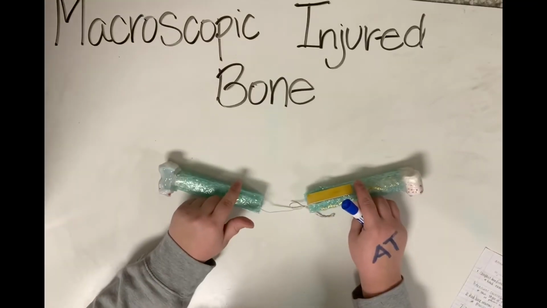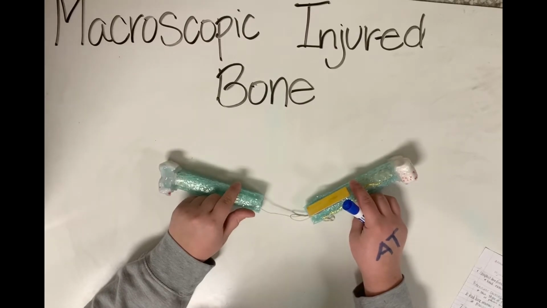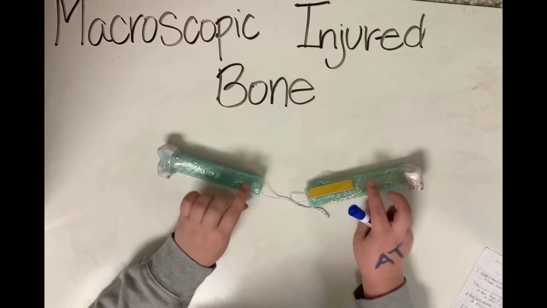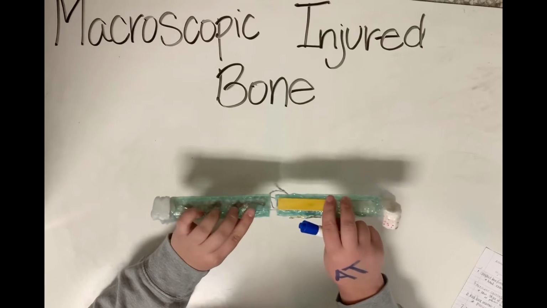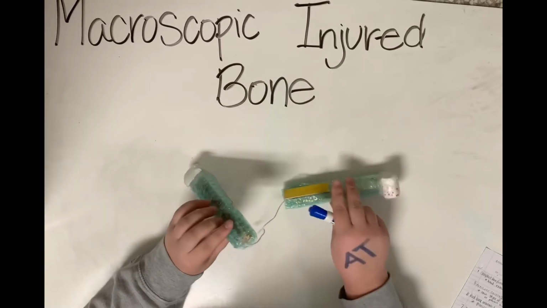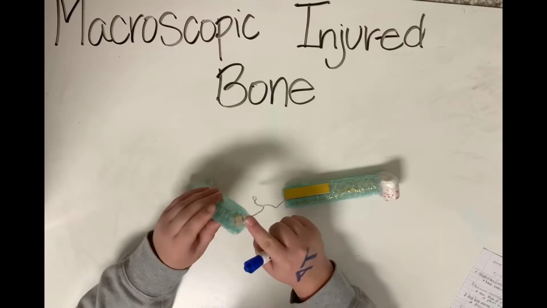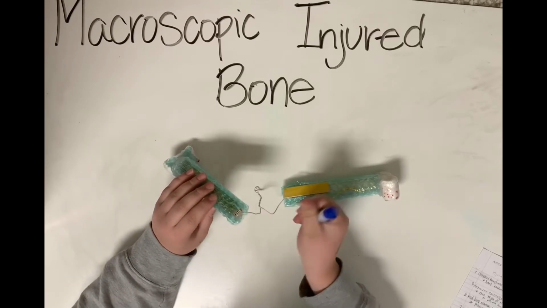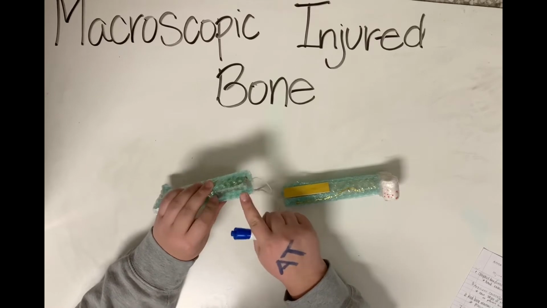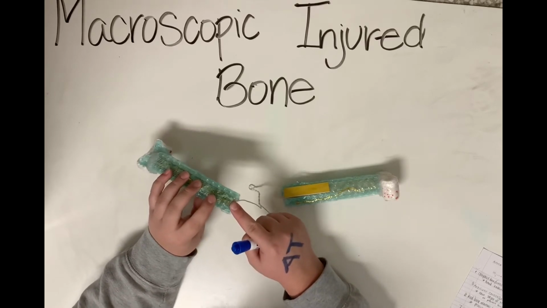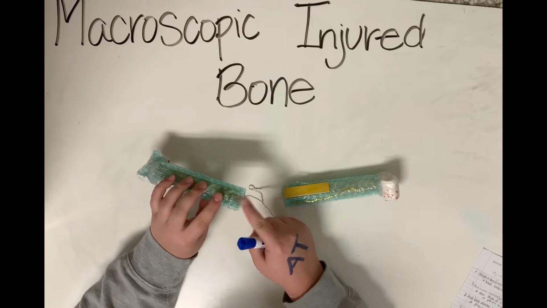All right, here we have an injured macroscopic bone structure. This actually right here is a transverse break. It's a very clean break, as we can see. Inside we can see key features like the medullary cavity, which houses features such as your red bone marrow, your nutrient artery, and that vein that transfers blood throughout the body.